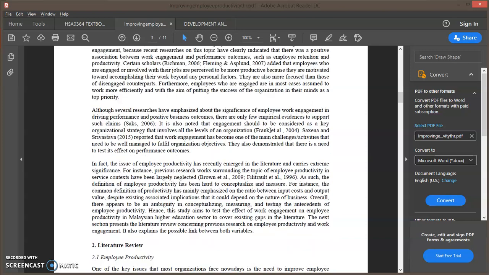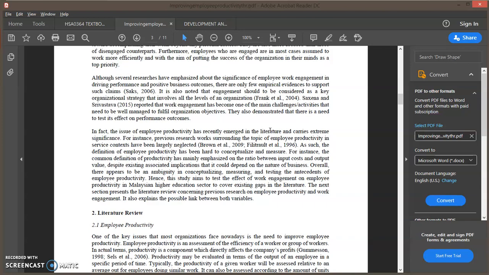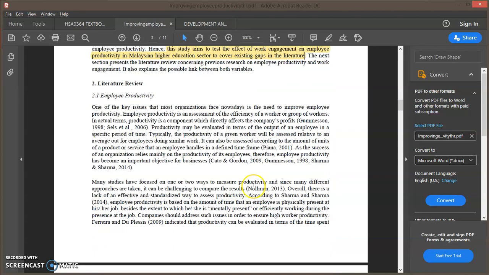Right, so if you look at the research, I don't think it has an actual research question, but it has a research objective. It says here, the study aims to test the effect of work engagement on employee productivity in the Malaysian higher education sector to cover past existing gaps in the literature. So this is the aim.